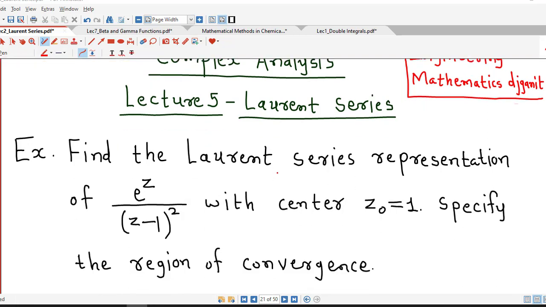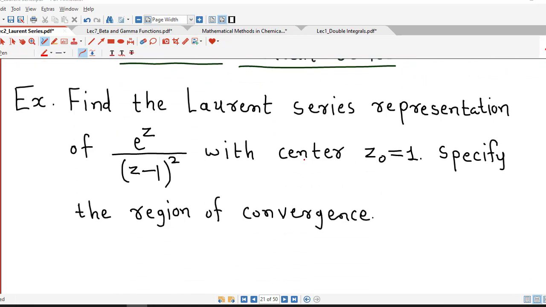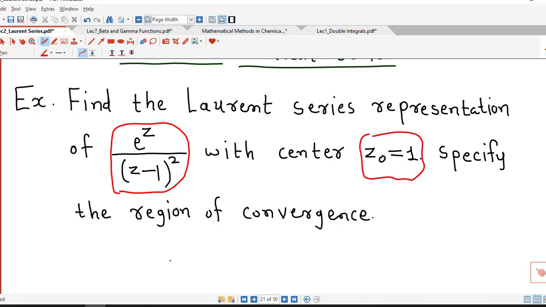So we start with this example. Find the Laurent series representation of the function e raised to z divided by z minus 1 whole square with center z0 equal to 1. Specify the region of convergence of the obtained Laurent series.